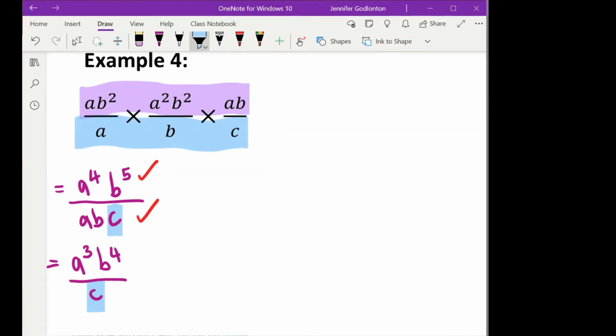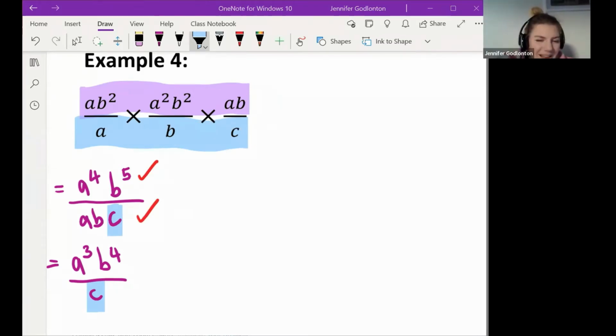Okay, cool. Nice. Marby, you were very, very close. You just forgot to simplify your A and your B when you took them into a whole fraction. And Tariro, I like that first step, your A to the power of 4, B to the power of 5 over ABC. And then our last step is we just simplify.